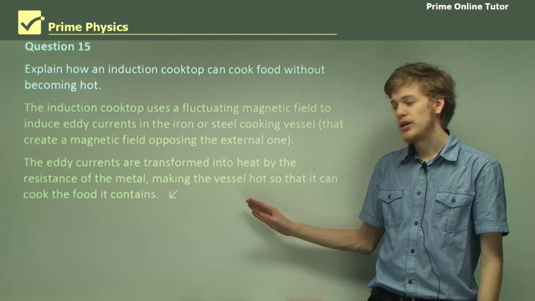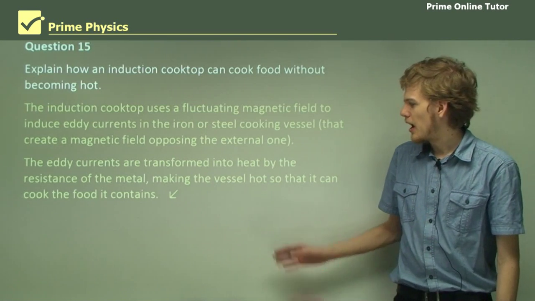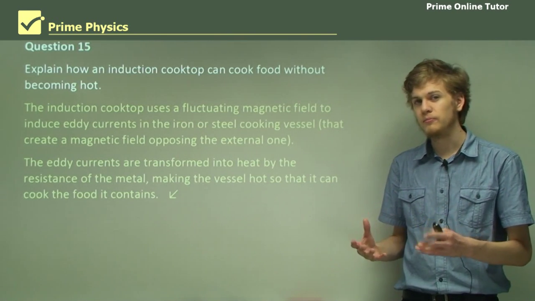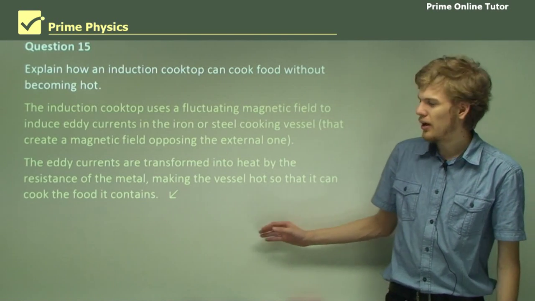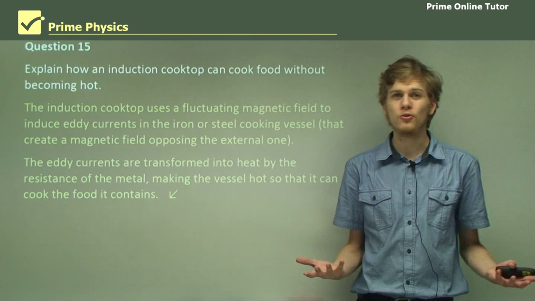So the eddy currents are transformed into heat because the metal has resistance, and this means that the vessel made of metal gets hot and will be able to cook the food it contains because it is hot, just like all cooking vessels on all stoves.